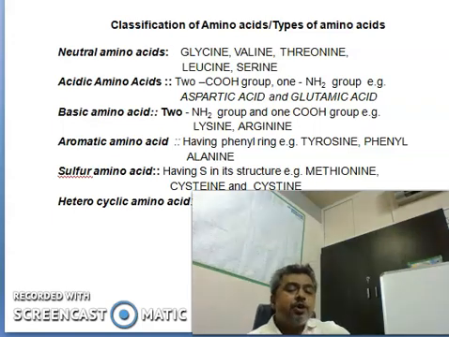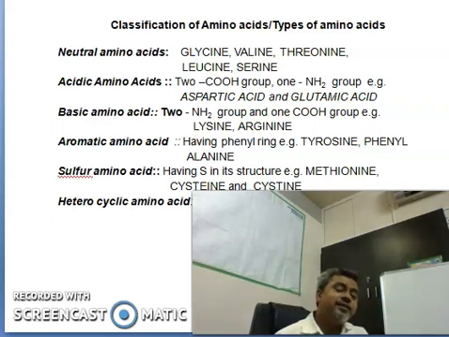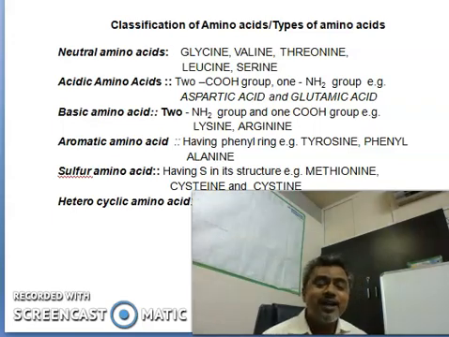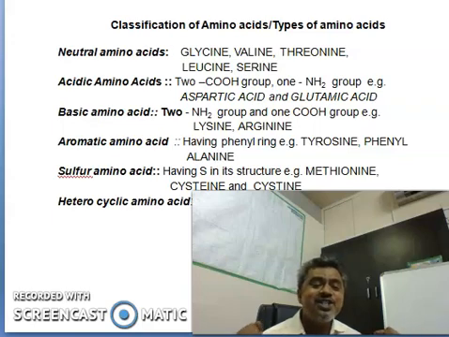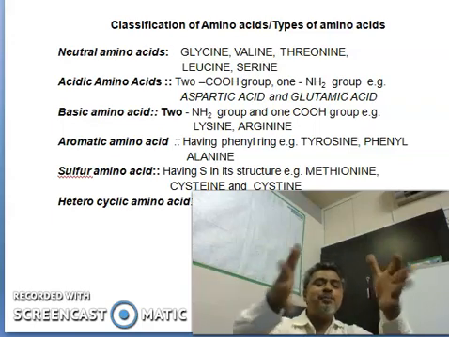Then acidic amino acids have 2 carboxyl groups and 1 NH2 group in the structure: aspartic and glutamic acid. The same thing is with basic amino acids. To remember, basic means HAL: histidine, arginine and lysine. These are the basic amino acids.